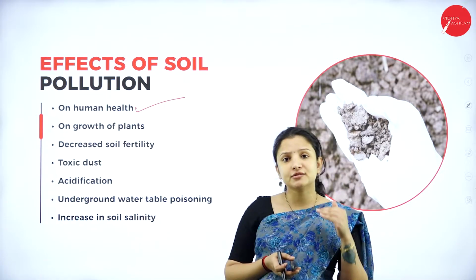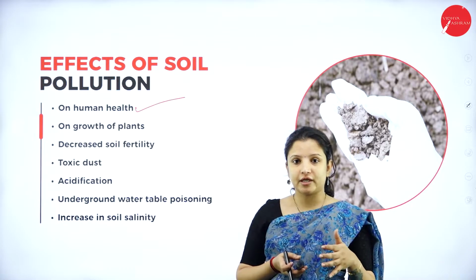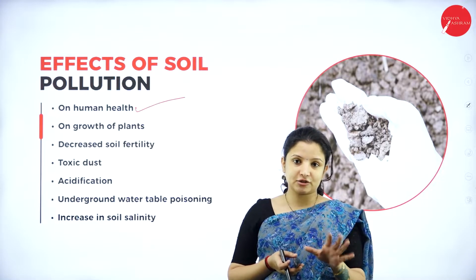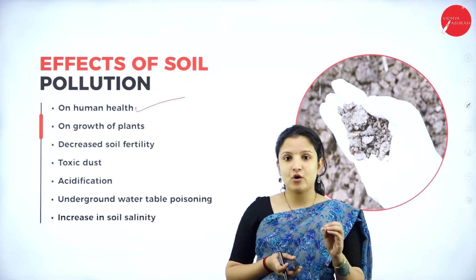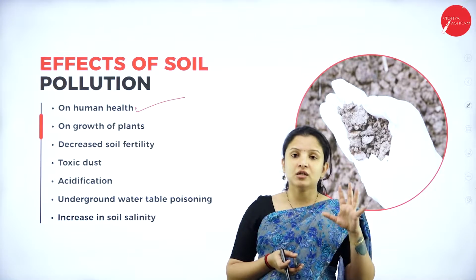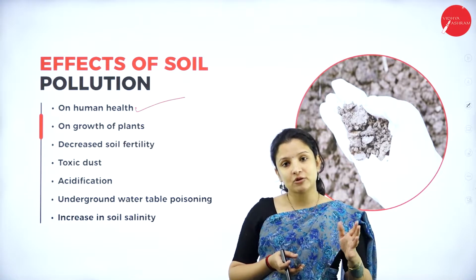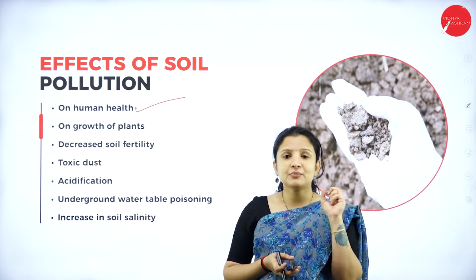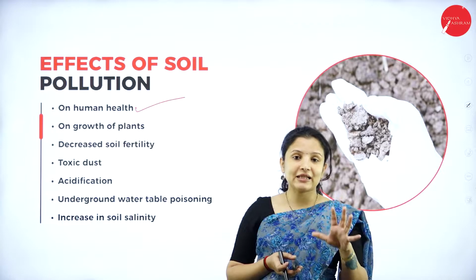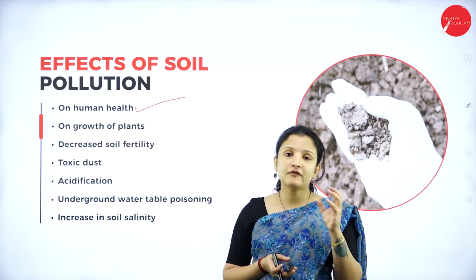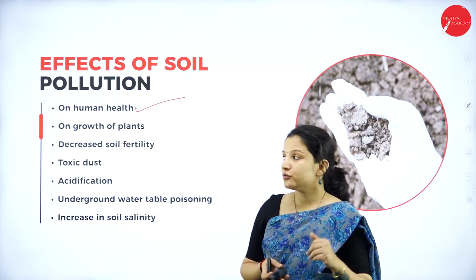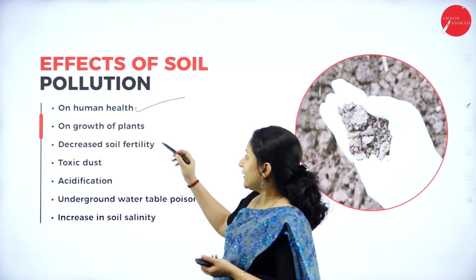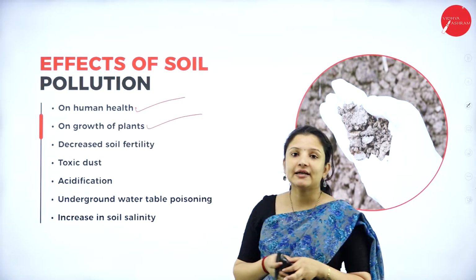And not just that, if the soil is polluted, what happens? It will kill the good microbes that are present in the soil, which are very important for the decomposition process. If all the microbes in that soil are lost, then decomposition will not take place. Therefore, the improper rotting of plant and animal waste can cause a lot of diseases which can spread to humans. So, that is how soil pollution can affect human health, and it can affect the growth of plants, as I told you.